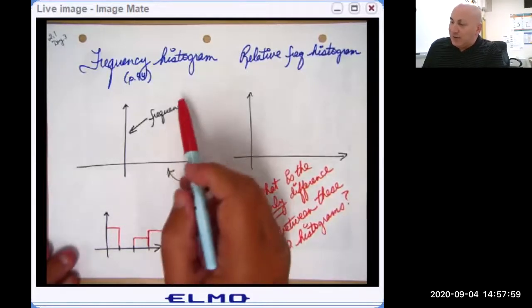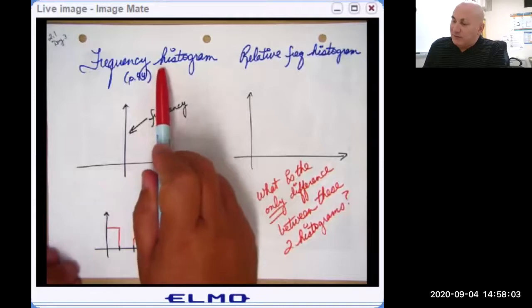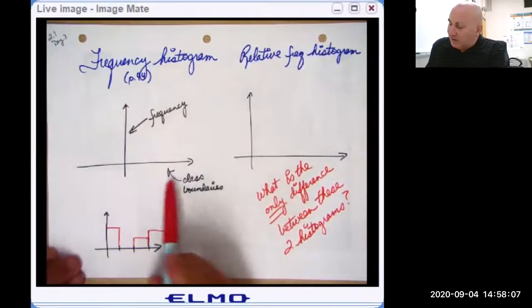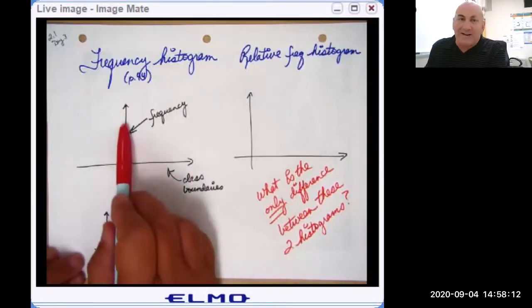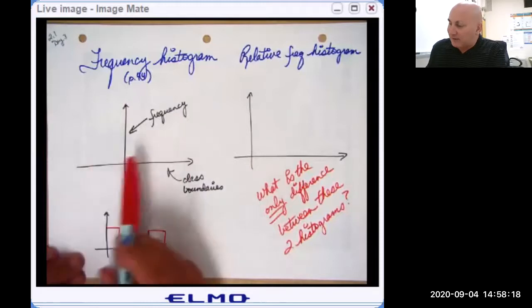So we have two types of histograms we can look at here. The generic frequency histogram is explained on page 44 of our text. On the x-axis, we mark the class boundaries, and the y-axis shows how high those rectangles are. That's our frequency of data in each of the classes.